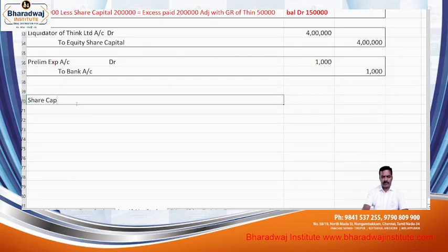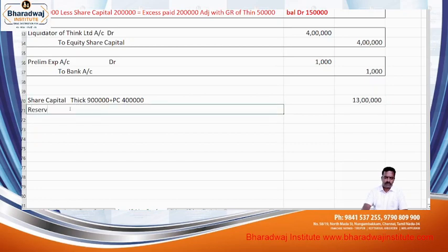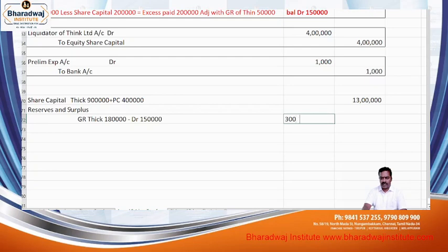Share capital. Already thick, how much is there? Plus purchase consideration, 4 lakhs. 30 lakhs then. Reserves and surplus, like general reserve of thick, how much? 1,80,000 minus debited in general entry 1,50,000. So how much will come? 30,000 will come in general reserve.